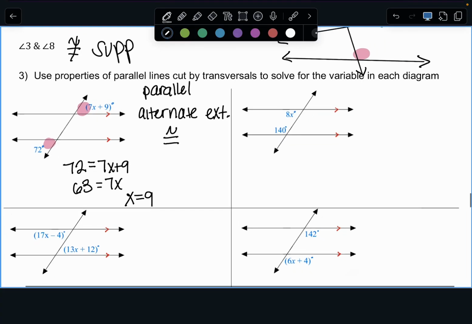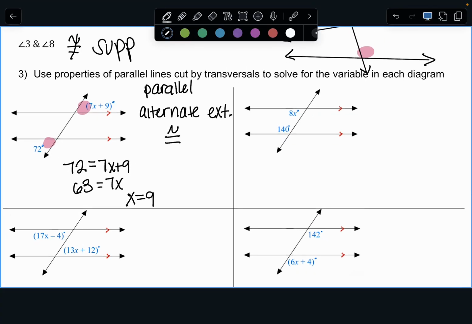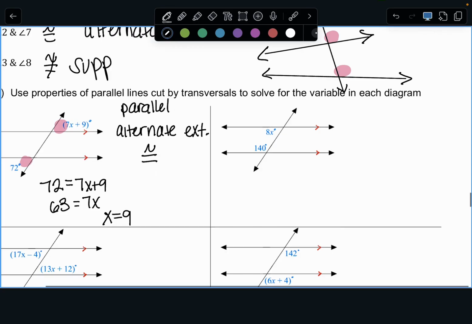So that's that one. Alternate exterior, x equals 9. If it said what's the measure of this angle, what would you tell me? Do we need to plug x back in? No. What's the measure of this angle if it's the same as this one? 72. We don't have to plug anything back in. We know it has to be 72. Let's look at the next one. First step, are the lines parallel? Yes. So we can use all of these theorems.